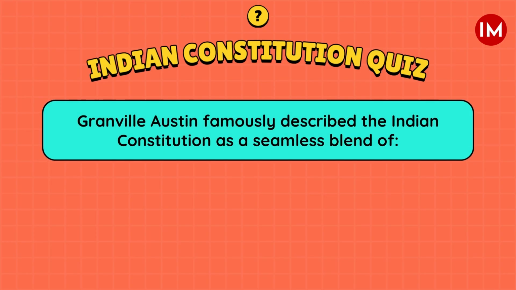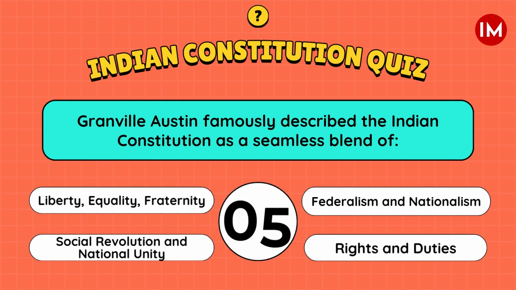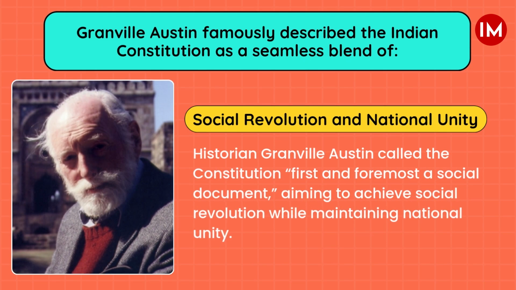Question 20. Granville Austin famously described the Indian Constitution as a seamless blend of what? A. Liberty, equality, fraternity. B. Federalism and nationalism. C. Social revolution and national unity. D. Rights and duties. The correct answer is C. Social revolution and national unity. Historian Granville Austin called the Constitution first and foremost a social document aiming to achieve social revolution while maintaining national unity.